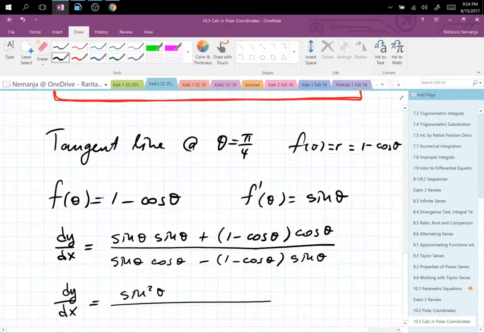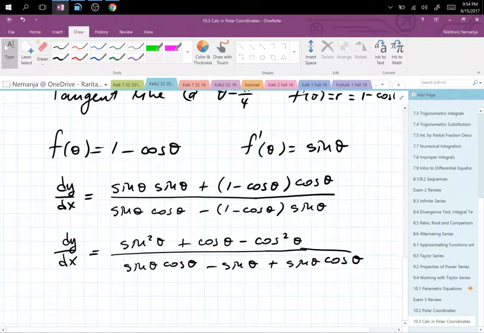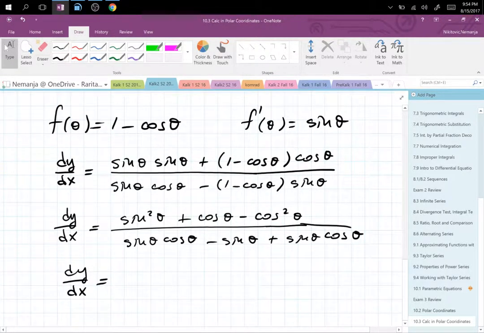Sine squared theta plus cosine theta minus cosine squared theta over sine theta cosine theta, minus sine theta plus sine theta cosine theta. I like trig identities, so for me this is more fun than actually plugging in pi over 4 and grinding through 5,000 of these.